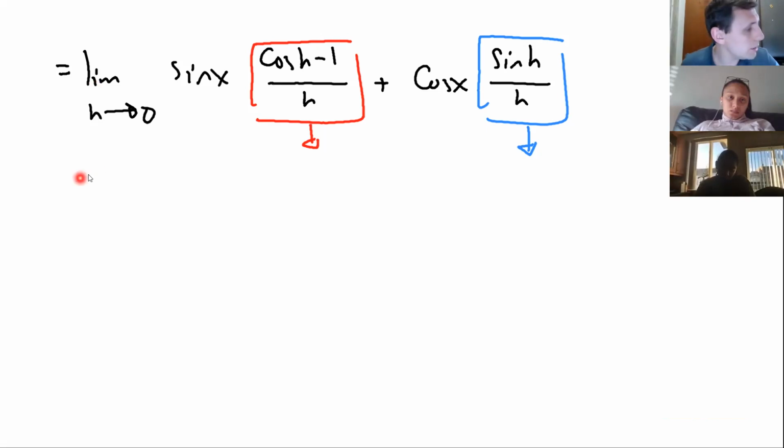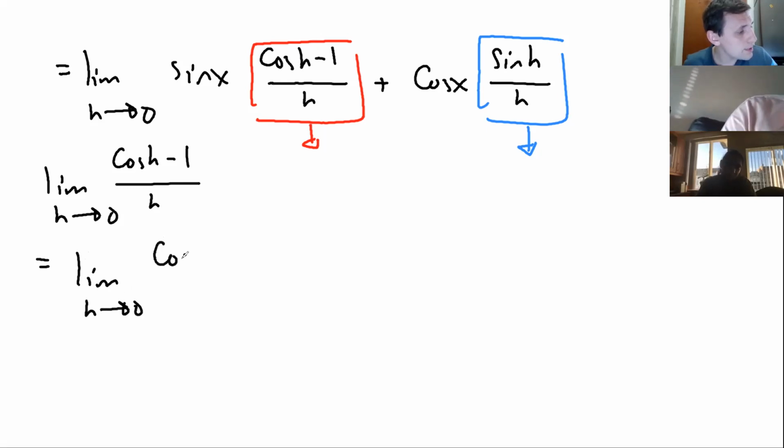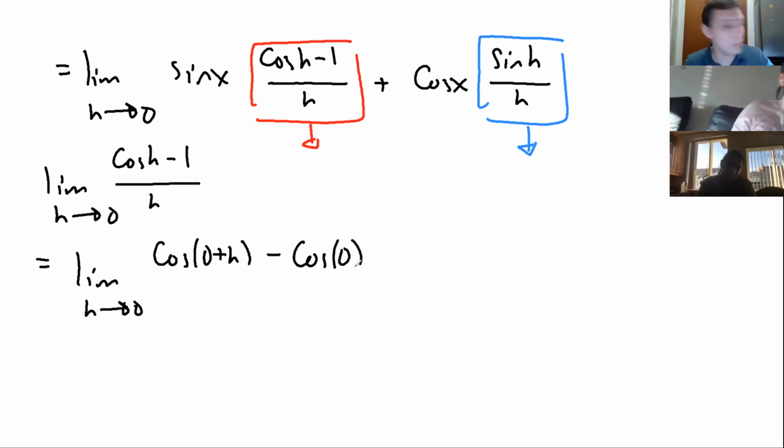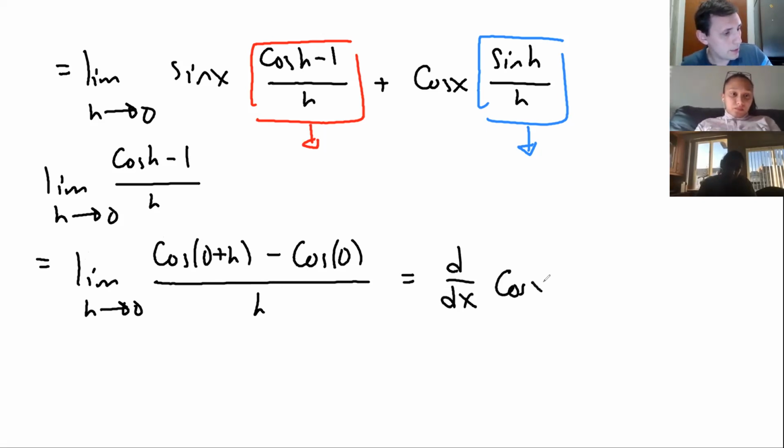So let's look at it for a moment again, guys. Do you recognize the first limit? So we have limit as h goes to 0 of cosine h minus 1 divided by h. What is that? This is simply the limit as h goes to 0 of cosine of 0 plus h minus cosine of 0. You remember that cosine of 0 is 1, divided by h. Yes? And this is the derivative of cosine x, but at a specific point where x is equal to 0.